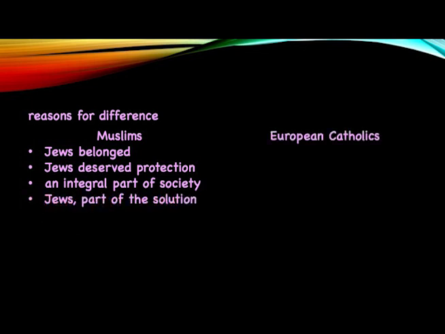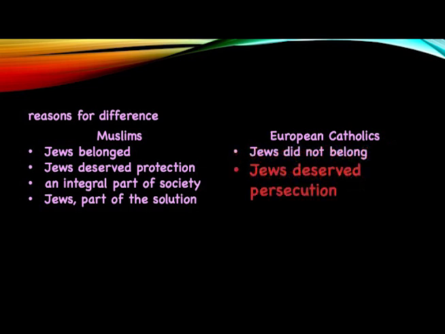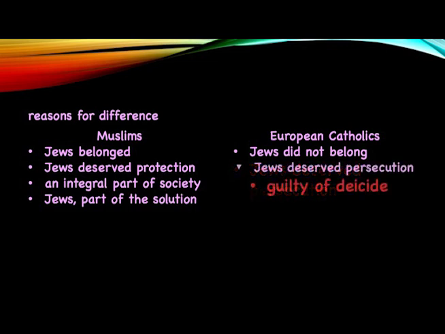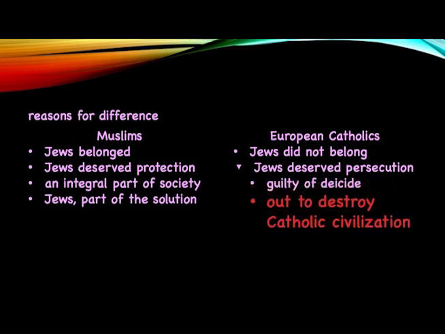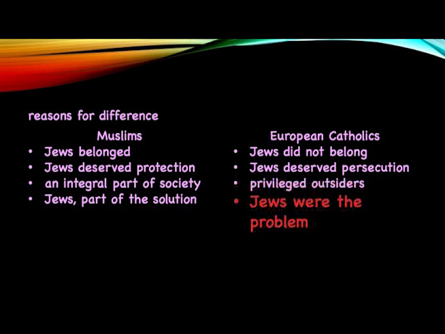In stark contrast, Catholic societies in Europe held that their God commanded them to live in single-faith communities, so Jews and Muslims did not belong. Indeed, Catholics believed that the same one God commanded them to persecute Jews, because the Jews were guilty of deicide for having killed Jesus, and because they were now out to destroy Catholic civilization by spreading the plague. Furthermore, although some members of the Catholic elite had granted Jews the privilege of living and working in Europe, the rest of society had not accepted them. Most European Catholics saw the Jews as outsiders. Thus, Catholics saw the Jews as a problem. They were one of the principal causes of the plague.